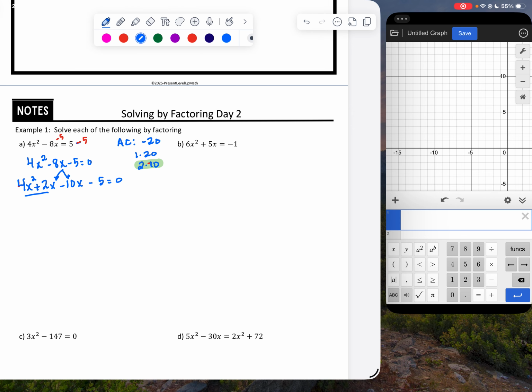Now I'm going to factor by grouping. The greatest common factor of 4x squared and 2x is 2x. 4x squared divided by 2x is 2x, and 2x divided by 2x is positive 1. In my second grouping, I have a negative, so I'm going to want to factor out a negative number. The greatest common factor here is negative 5. Negative 10x divided by negative 5 is positive 2x, and negative 5 divided by negative 5 is positive 1.